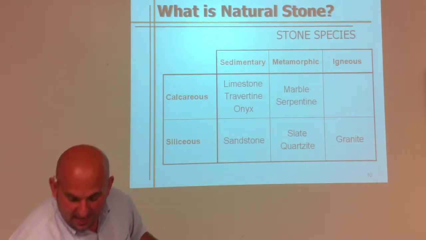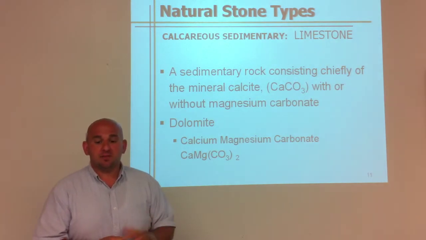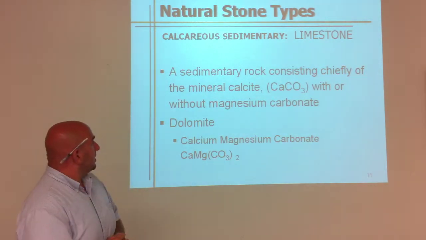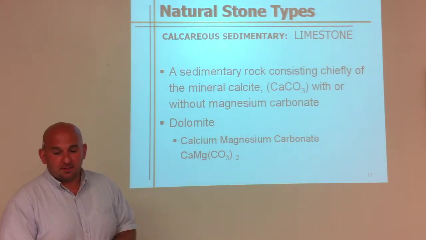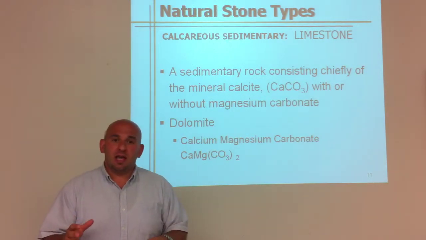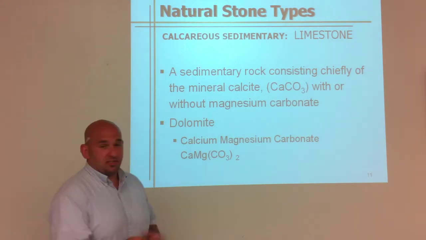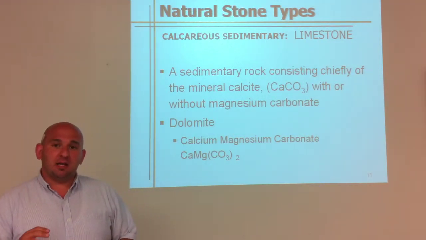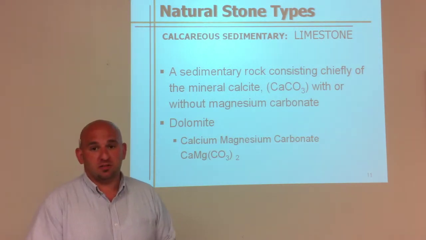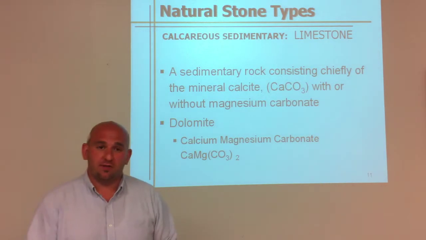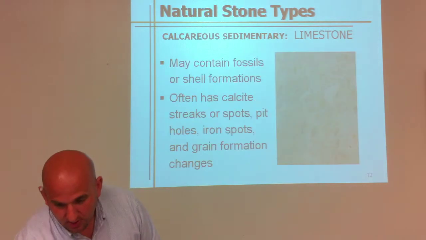As we move forward, one of the types of calcareous sedimentary stone is limestone. This is a sedimentary rock consisting chiefly of the mineral calcium carbonate, with or without magnesium. Now, if a limestone has a lot of that magnesium carbonate content, it's categorized as a dolomite. Dolomites tend to be harder limestones that can take different finishes and are much easier to polish. That's one of the signs that you have a dolomite: a limestone that is hard enough, and the mineral content allows it to be polished.